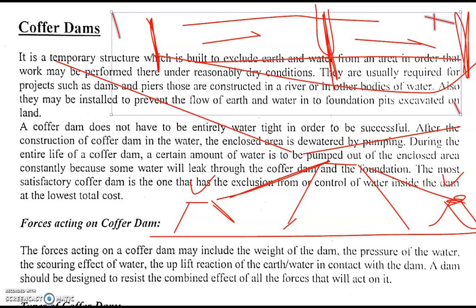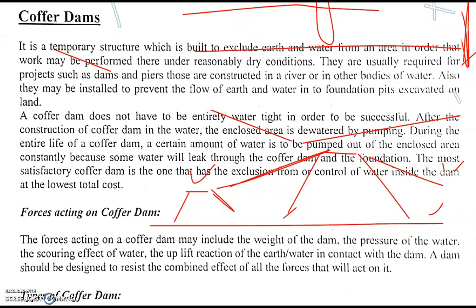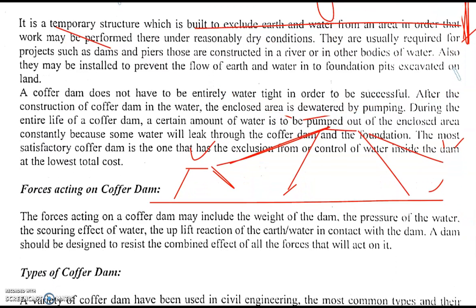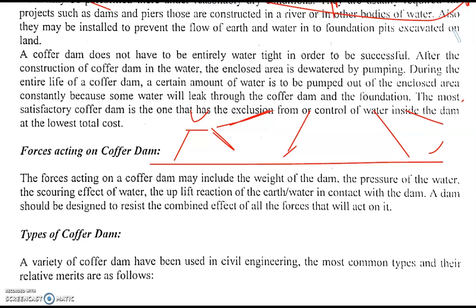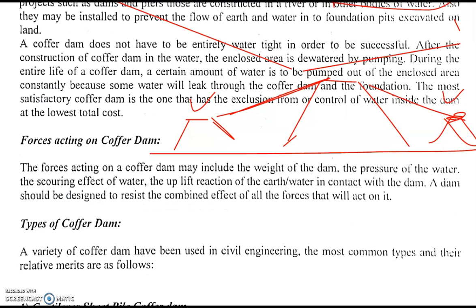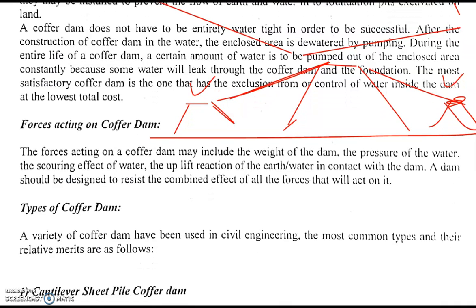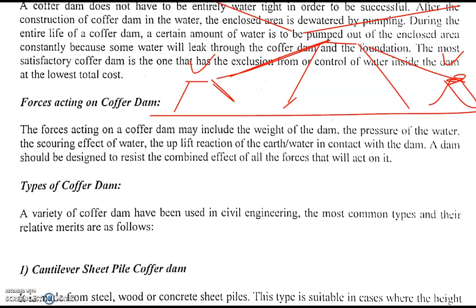So cofferdam is a temporary type of dam that is used for just diverting the river, or maybe making sure that your construction area is out of the reach of the water for some time. Okay, so there are forces acting on the cofferdams. What types of forces are acting? Generally, the forces acting on a cofferdam may include its weight, the pressure of the water, the covering effect of the water, and the uplift reaction of the earth water in contact with the dam. A dam should be designed to resist the combined effect of all these forces.